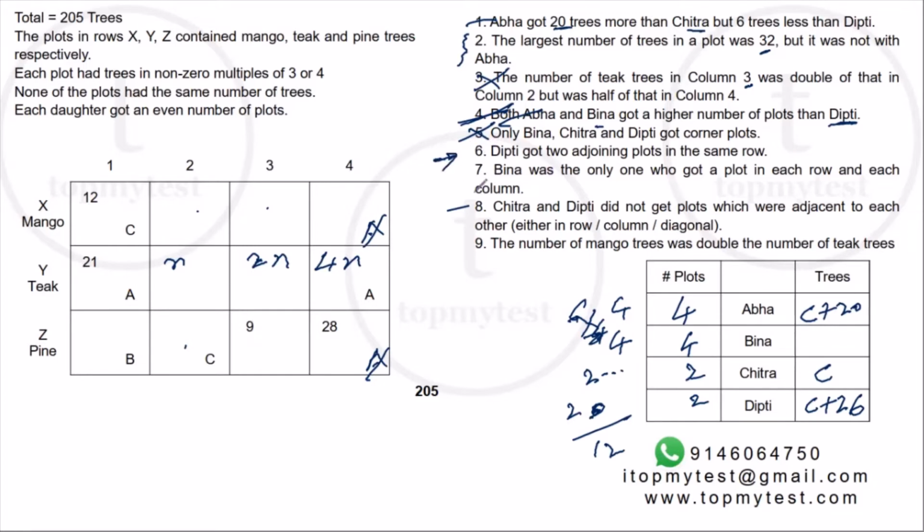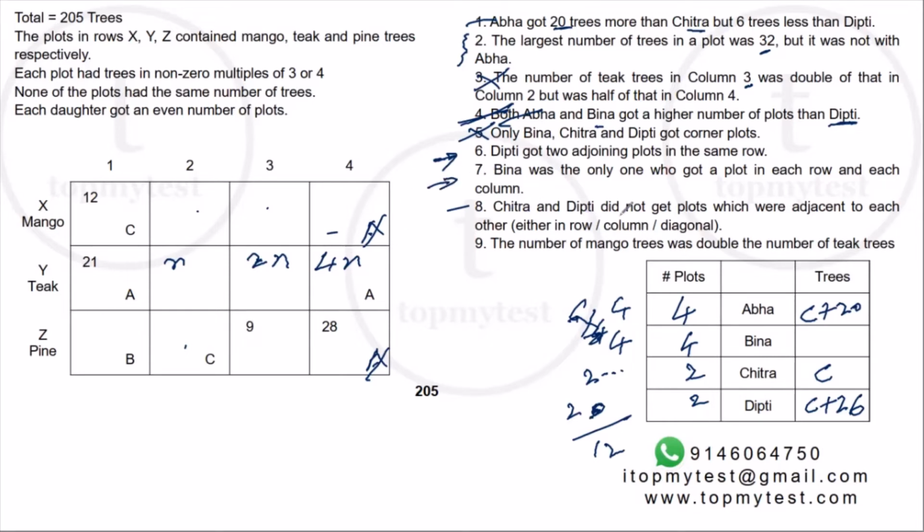Okay. Beena was the only one who got a plot in each row and each column. So Beena has to get a plot in each row and in each column. So her 4 plots have to be distributed in such a way that she gets a plot in each row and in each column. So we'll have to come back to this and see how it works.